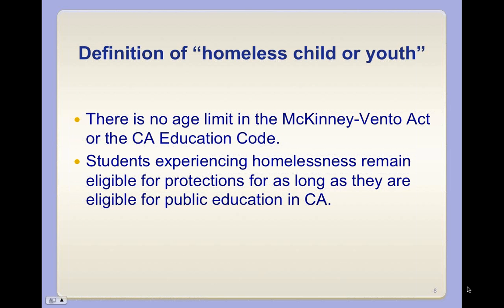One issue to clarify, because I've gotten a few questions on this, is about the age. Is there an age limit on when students can be covered by AB 1806? And the answer to that is no. Because AB 1806 incorporates the McKinney-Vento definition, and those of you who've been working with McKinney-Vento for a while know that there is no age limit in that statute. The U.S. Department of Education has said that we're really looking at state law on that. So as long as a student is eligible to attend public school in the state of California, then that student would be eligible for the protections of AB 1806.